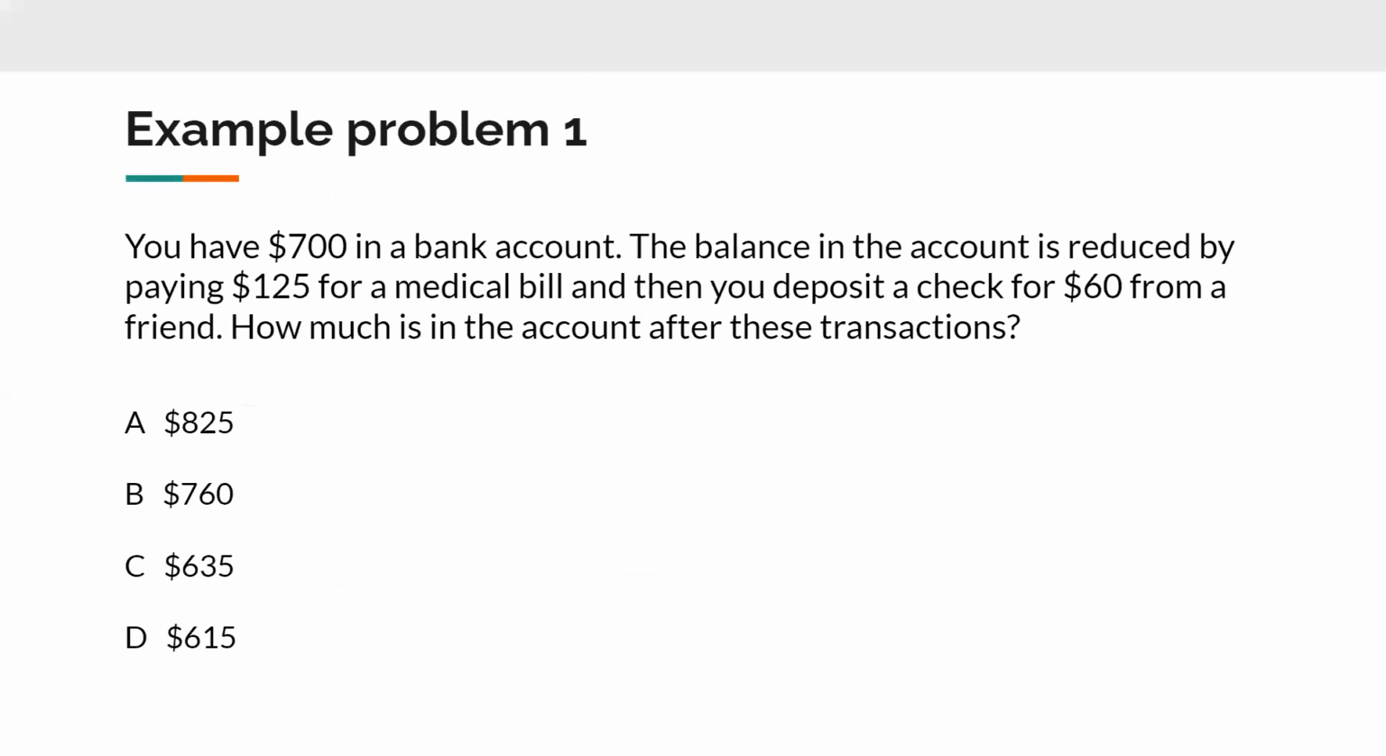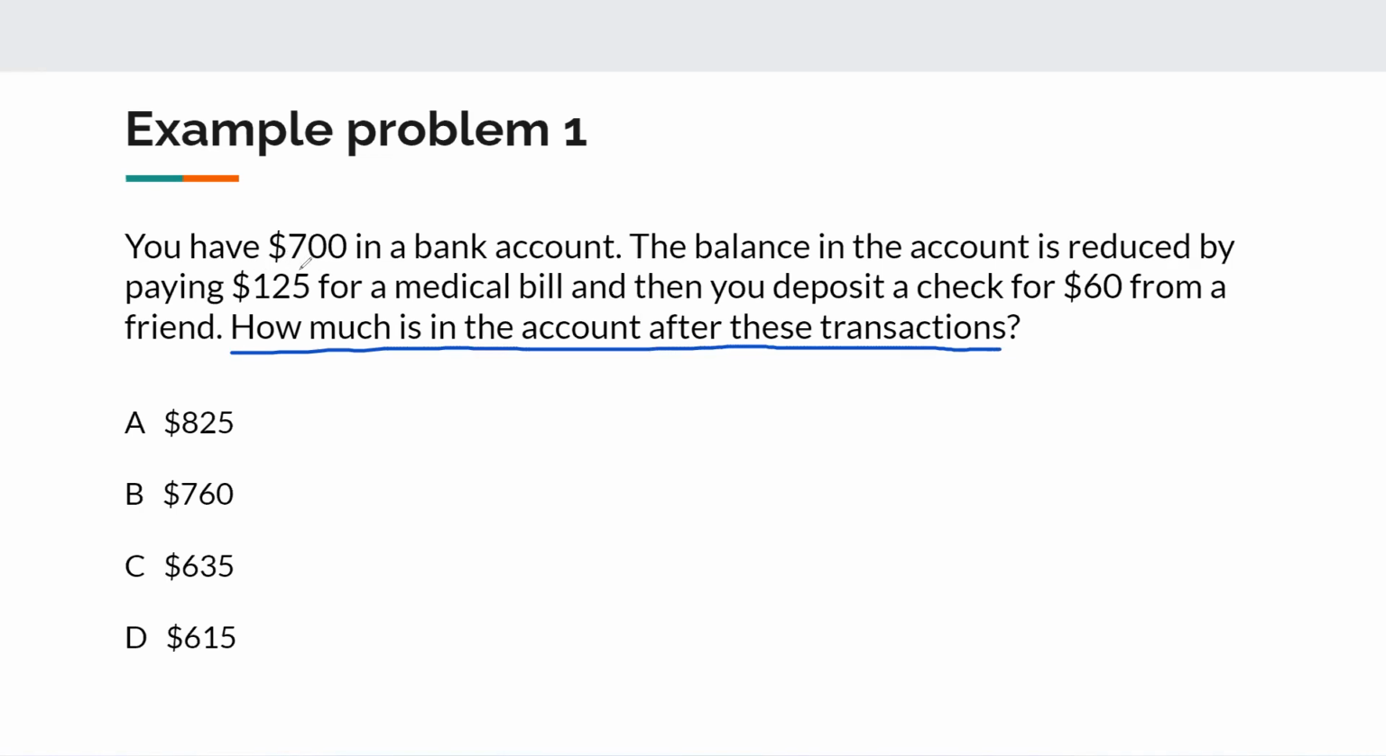Example problem 1. This is kind of a classic, simple, multi-step word problem. You have $700 in a bank account. The balance in the account is reduced by paying a $125 medical bill, and then you deposit a check for $60 from a friend. How much is in the account after these transactions?